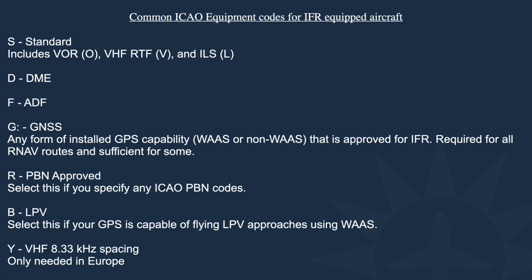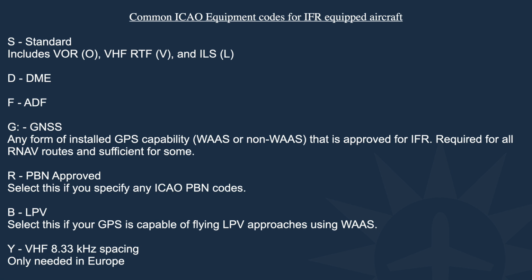The Bravo code is for LPV. Most of the WAAS-equipped GPS units will tell you that you can put in the Bravo code. And you can. It's just not going to enhance anything. You don't get any special treatment by ATC for having the Bravo code in there, because they're not going to assign an approach to you based on you having LPV. But it doesn't hurt anything to put it in there. So if you've got it and you want to put it in, go ahead.